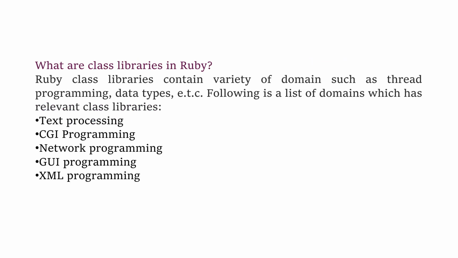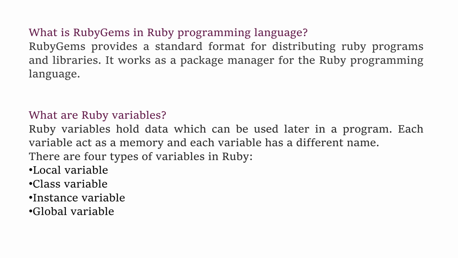And what are class libraries in Ruby? Ruby class libraries contain a variety of domains such as thread programming, data types, etc. Following is a list of domains which have relevant class libraries. First is text processing, CGI programming, then network programming, GUI programming, and XML programming. What is RubyGems in the Ruby programming language? RubyGems provides a standard format for distributing Ruby programs and libraries. It works as a package manager for the Ruby programming language.